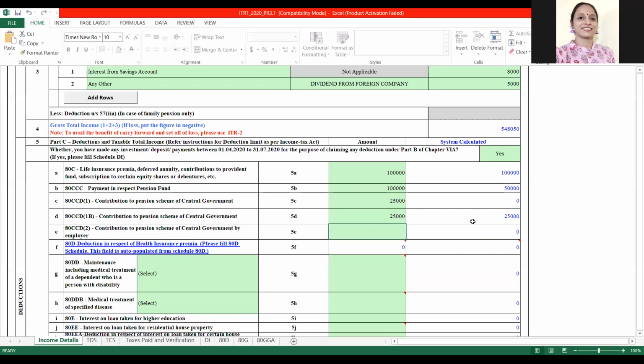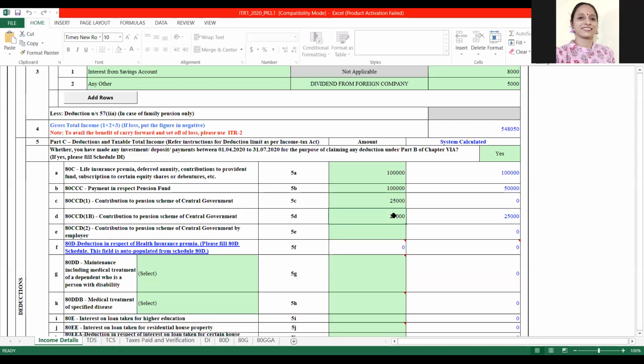Now you can see it has taken this amount. Now why has it taken this amount? Because this deduction of 80CCD(1B) is over and above the limit of 1,50,000. So these three together make 1,50,000, and this is over and above that. Still, this is out of the bracket of that, and because of which it is allowing me to take the additional deduction. And the limit over here is 50,000.